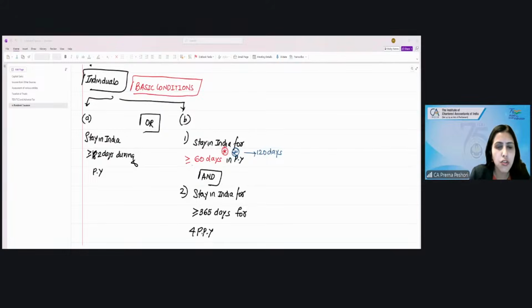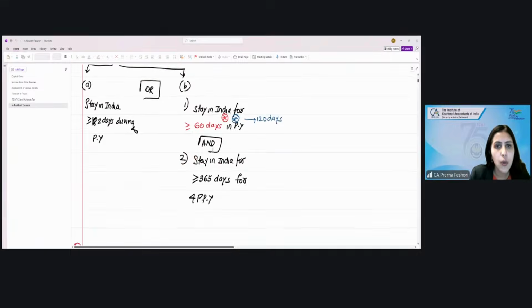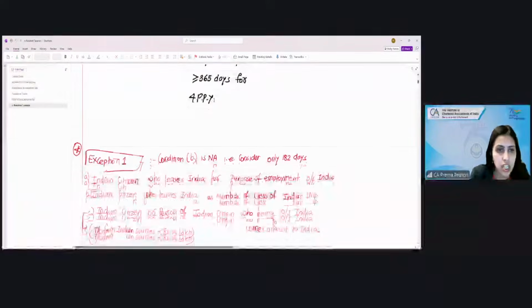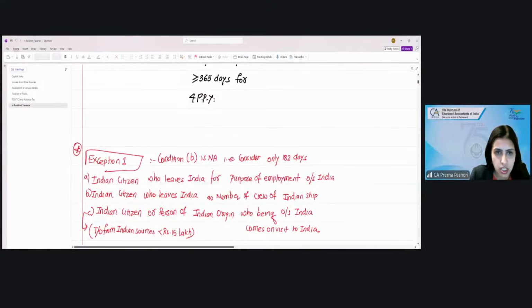But the 60 days in condition B has an exception, wherein you consider 182 days instead of 60 days. In which cases is condition B not applicable? Condition B, exception. What are the exceptions? Yes, Leela. Yes, Ruchita.